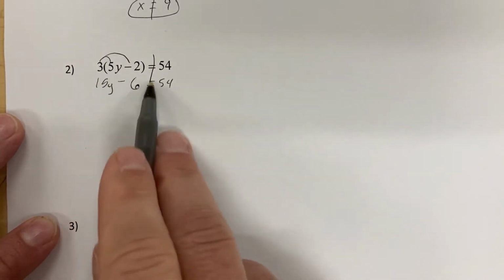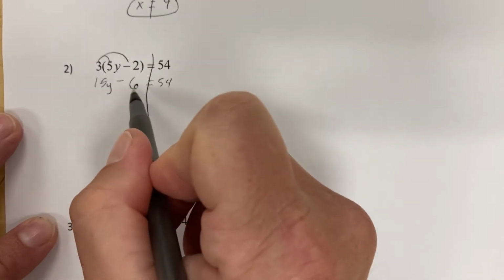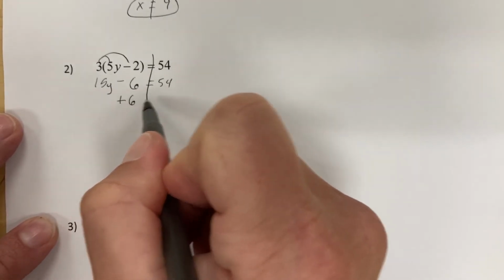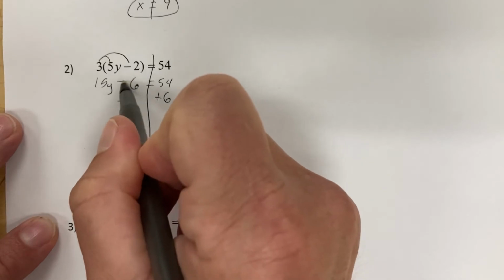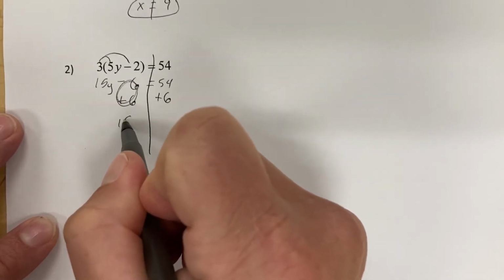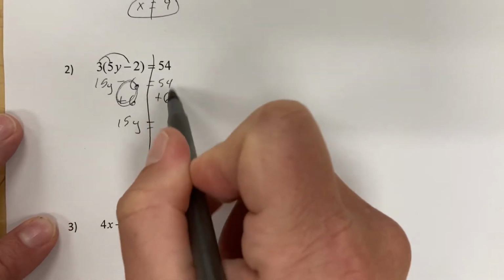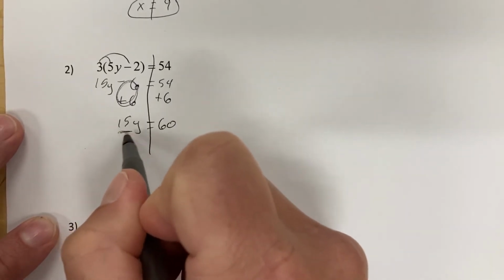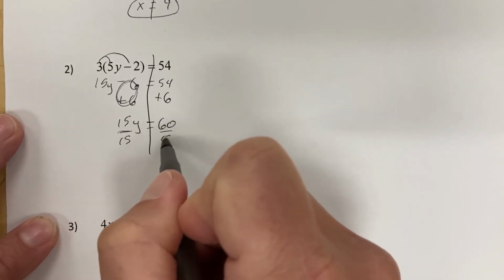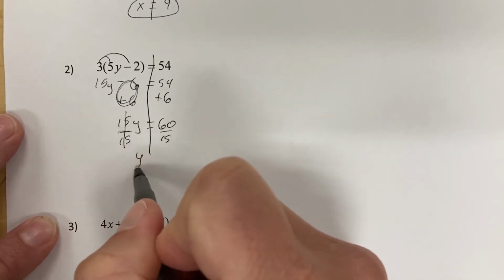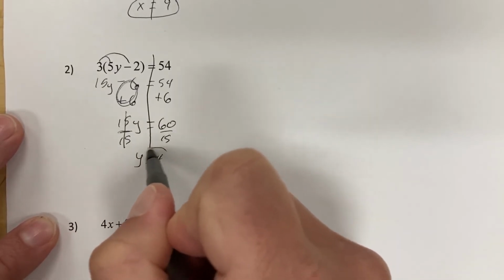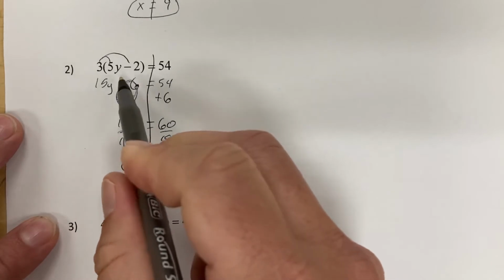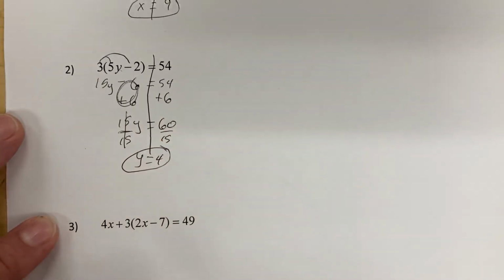Again, let's get rid of the number that's by itself. So to get rid of a minus 6, let's go plus 6. All right, that's going to go away. We'll get 15y equals 54 plus 6, which is 60. And then let's go ahead and divide by 15. All right, that cancels that. And we get y equal to 4. That's our answer. If we want to plug that back in, we can test it out and see, but that will definitely work for us.